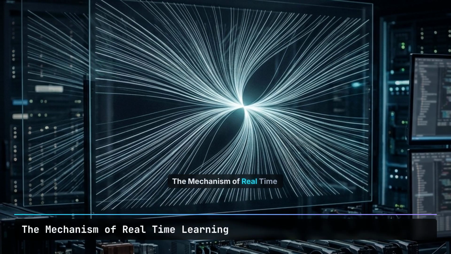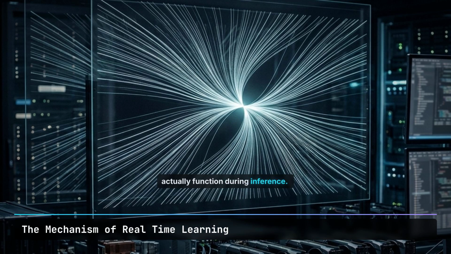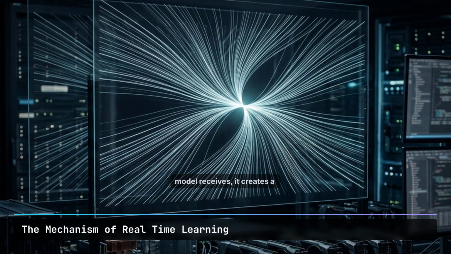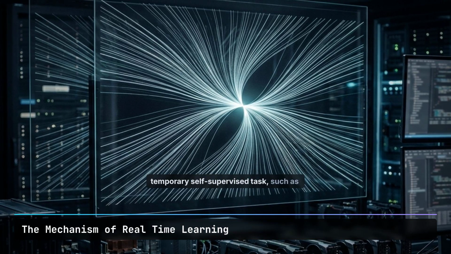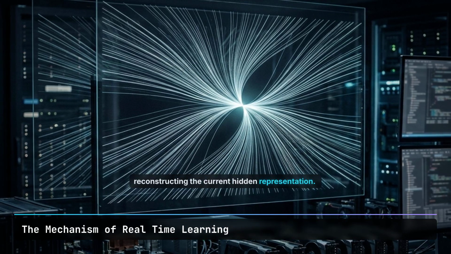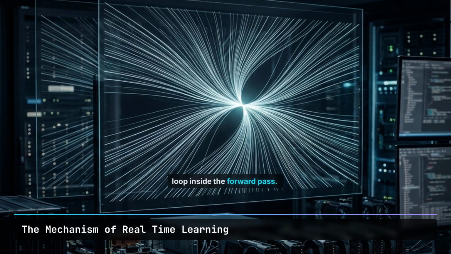The mechanism of real-time learning. Here is how the mechanics actually function during inference. For every new token the model receives, it creates a temporary self-supervised task, such as predicting the next character or reconstructing the current hidden representation.